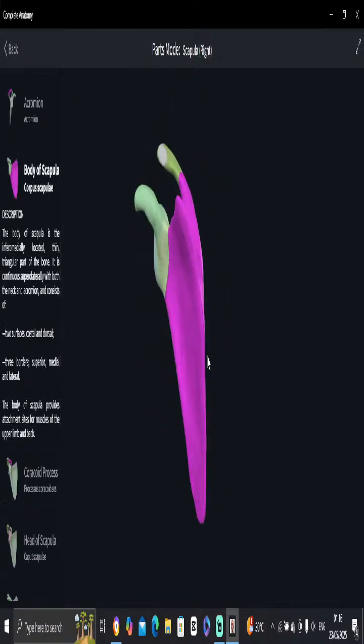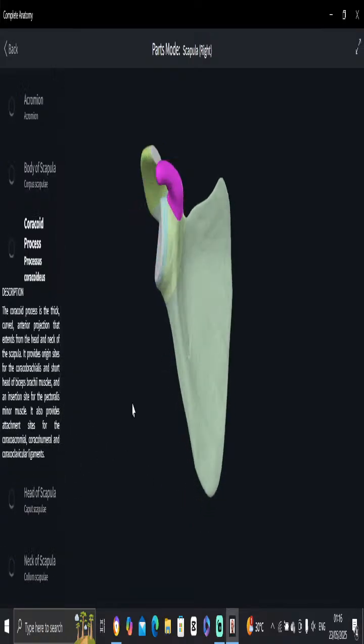Then the body of the scapula, so we can see it has the costal surface, it has the dorsal surface, it has the medial, the superior, and the lateral angle. Then we have the coracoid process, which is the knuckle-like projection. So it serves as attachment point or the origin point for the short head of biceps and the coracobrachialis muscle.